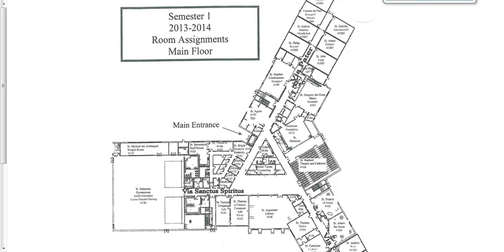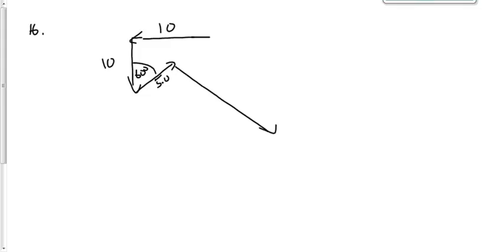The last one that we had for homework last night was question number 16, which involved 4 vectors this time. One that was to the left, it was 10 meters. One that was down, which was 10 meters. One which was up like this, which was 5 meters. And an angle that's a little bit different because it's labeled from the y-axis instead of the x-axis. And then we had another one that was 20 meters down at 30 degrees here.